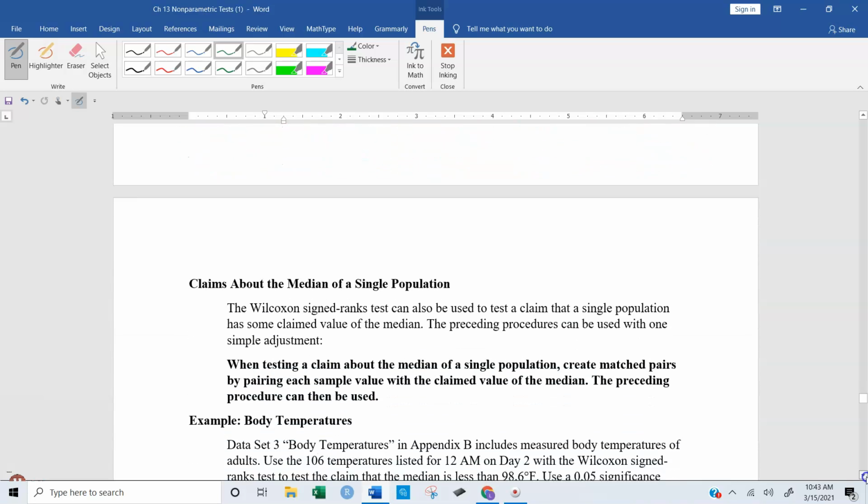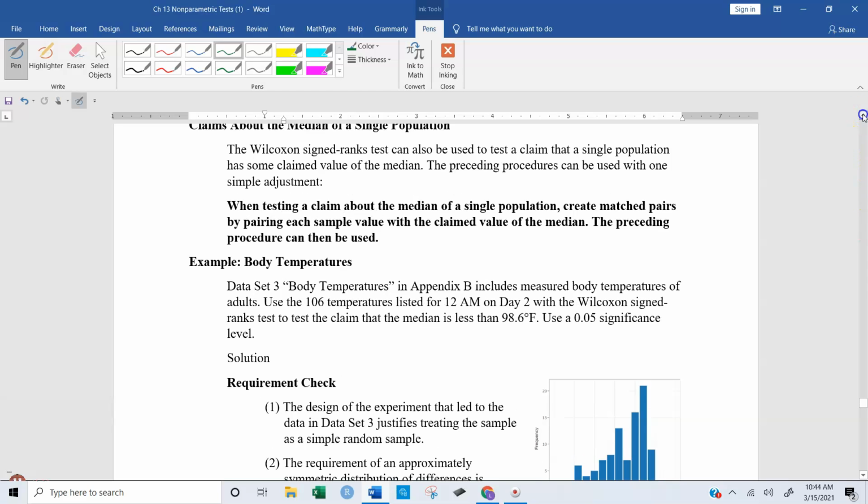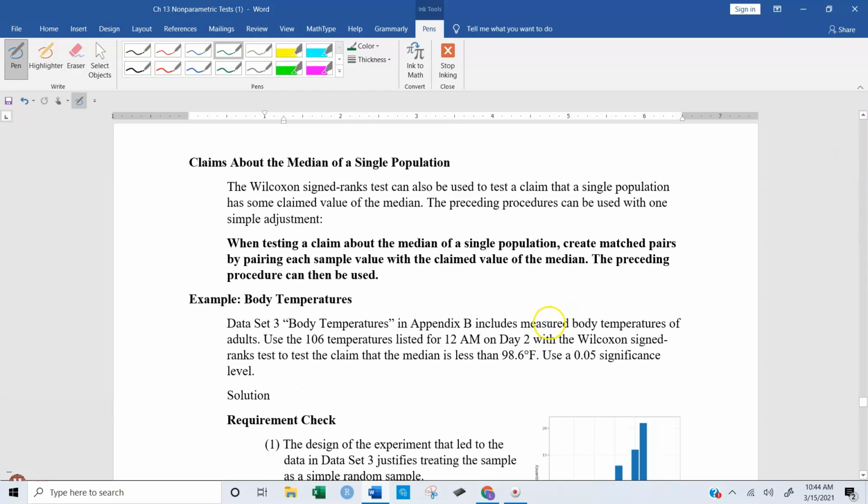All right, next is a single sign test. So now we're going to have one population and compare it against one value that we want to see is true or false. We're going to use temperature. We're looking at a single population this time, and we're going to create our matched pair. We're going to test a claim that a single population has some claimed value of the median, and we're going to use a rank test to do this. So it's yes or no, just positive or negative.